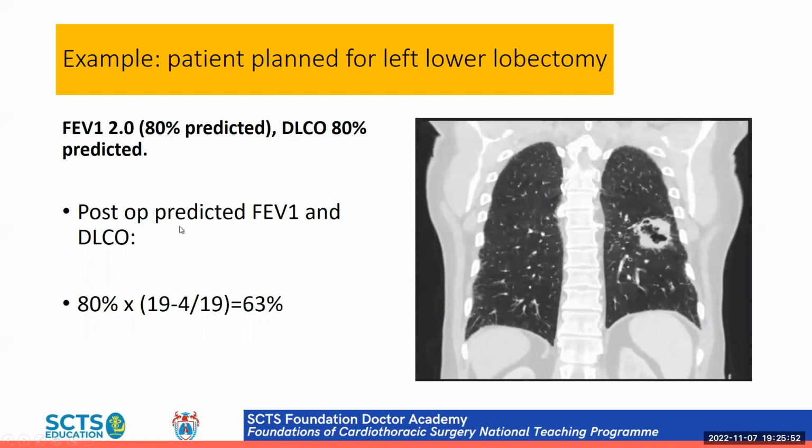So your post-operative predicted FEV1, the left lower lobe is made up of 4 segments, as we said. We're going to multiply 80% times 19 segments, which is both lungs, minus 4, which we're going to take out, divided by 19, and your number will be 63%. So the predicted post-operative FEV1 and DLCO for this patient, because they are the same, is going to be 63%. So this patient should pass that test from a respiratory perspective.